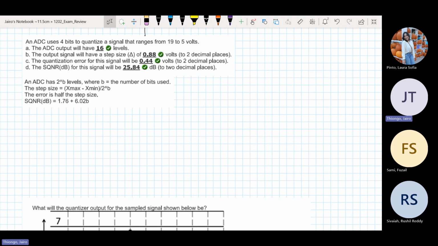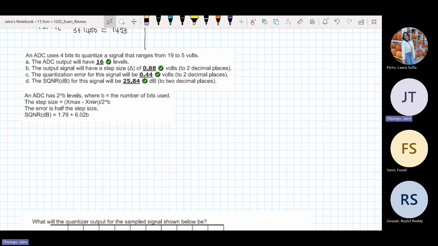So another communications one. We have an analog to digital converter that uses 4 bits to quantize a signal that ranges from 19 to 5 volts. So this is the same question we had before. We've seen this question 3 times now. So it might be helpful to go through it again just to reinforce what we learned. We have the answers given here, and you also have the formulas given over here for those who may be interested. So let's go through it.